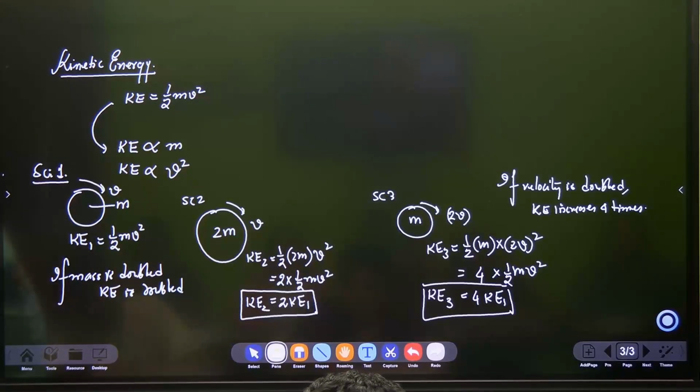What happens to the kinetic energy, show and tell what happens to the kinetic energy if the velocity is double. So if velocity is double, kinetic energy increases 4 times.